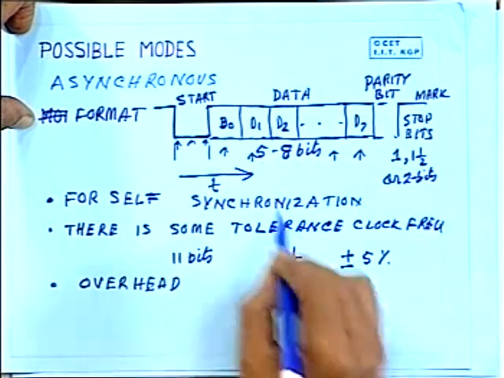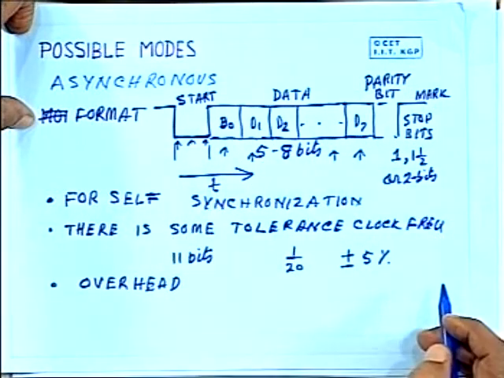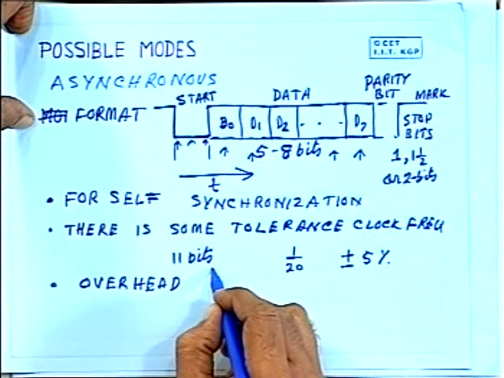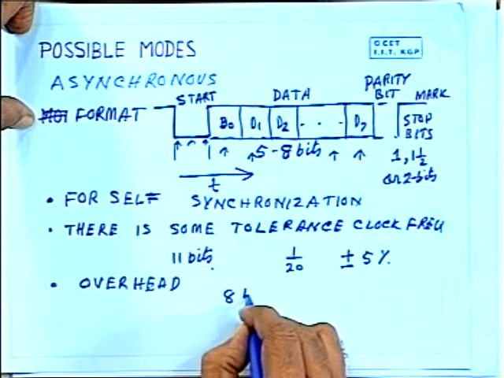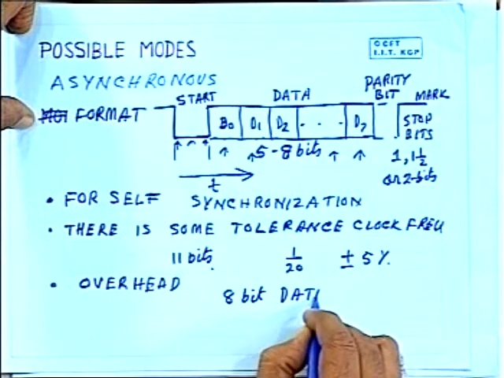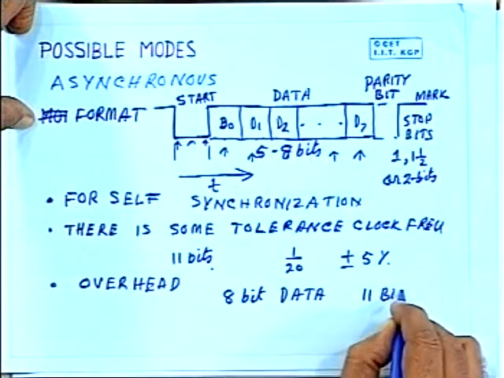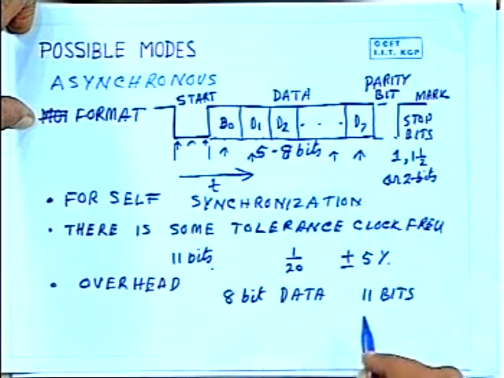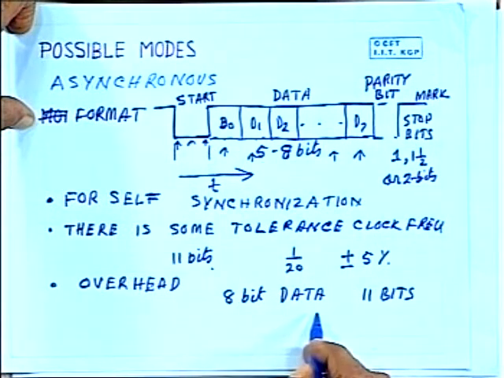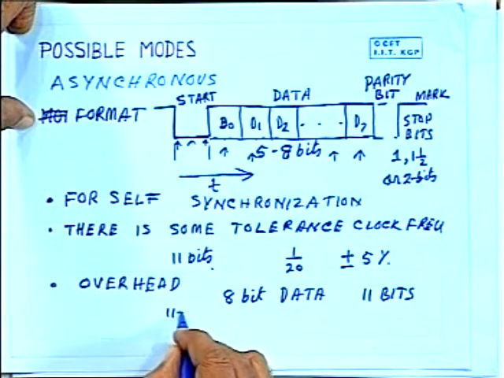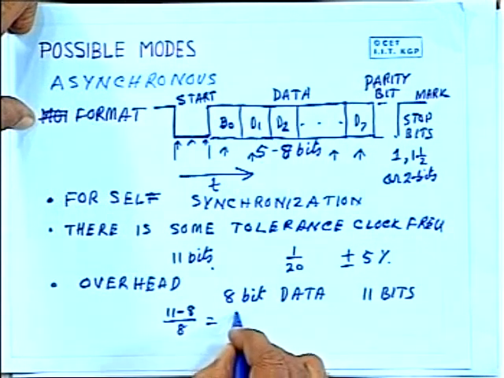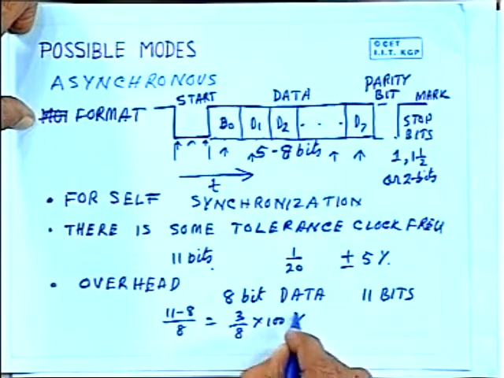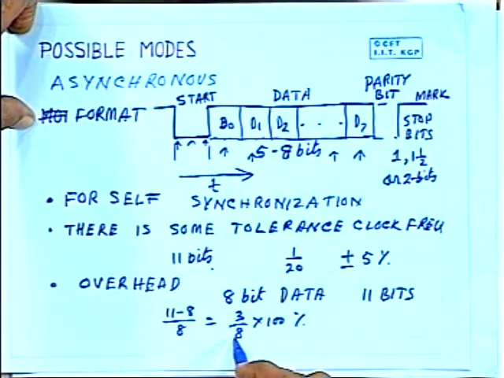What is the overhead? You are sending only 1 byte of data, but you are sending 11 bits. So, to send 8-bit data, you are sending 11 bits. At least 11 bits will be required. So there is an overhead of (11 minus 8) by 8, that is 3 by 8, into 100%. This is the extra overhead that you are incurring, and this is quite significant, as you can see.